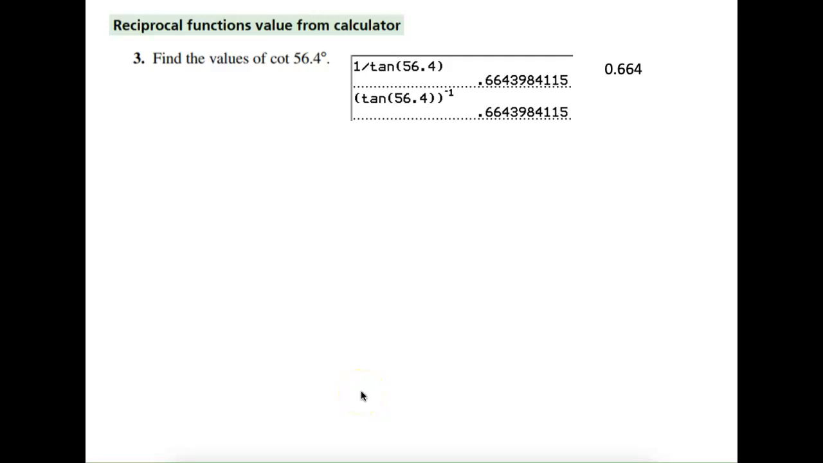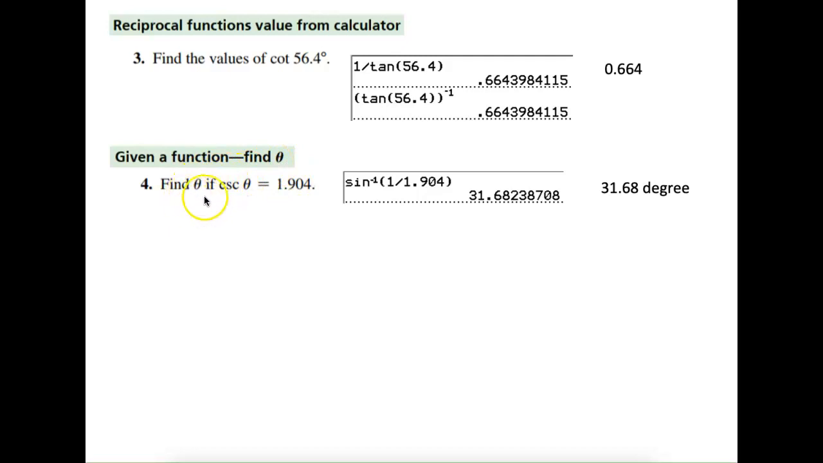The reciprocal functions on your calculator, there's not a key for cotangent or cosecant or secant. You just need to know cotangent is the reciprocal of tangent. And I would suggest using this first technique here, 1 divided by the tangent of the angle. I would not do this other one because it's real easy to confuse this with the inverse function. So let's just do 1 divided by the tangent. That gives us the reciprocal.